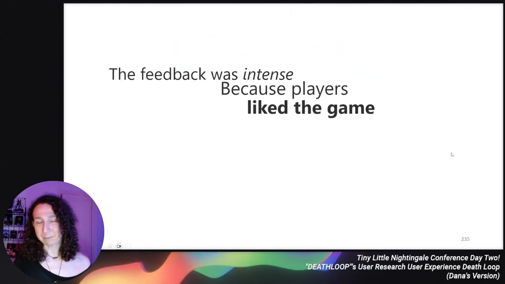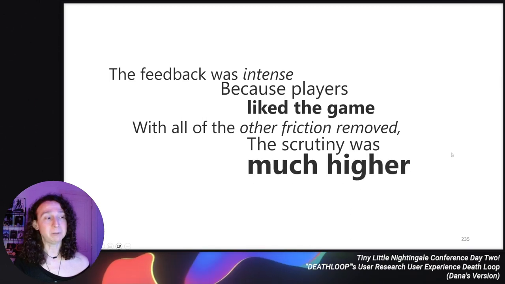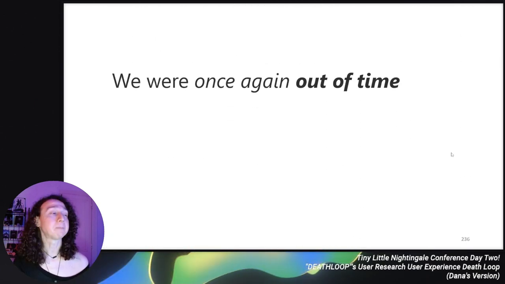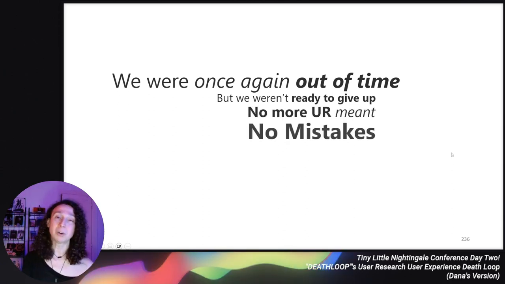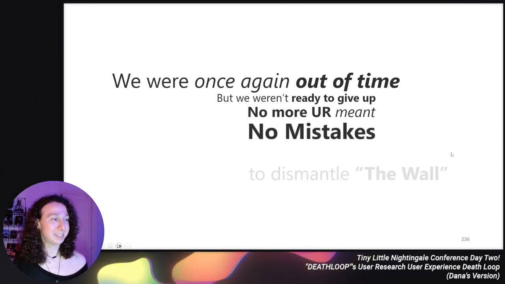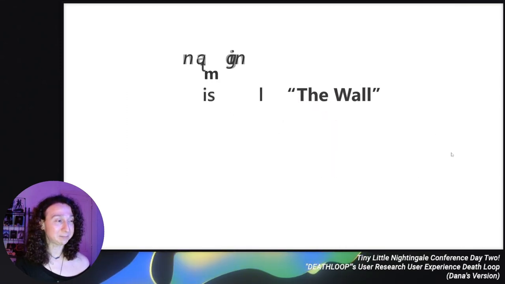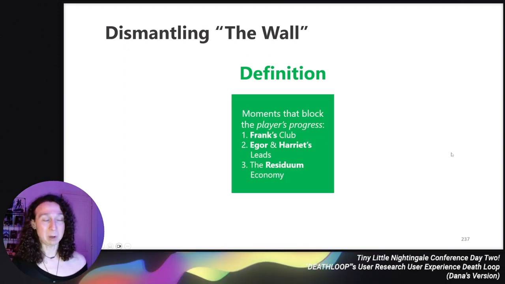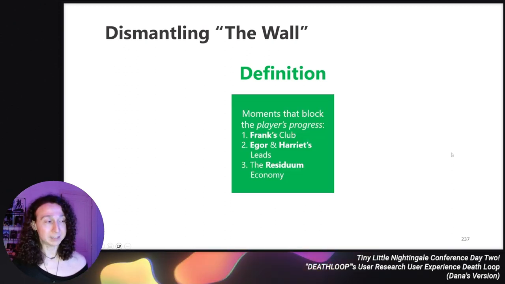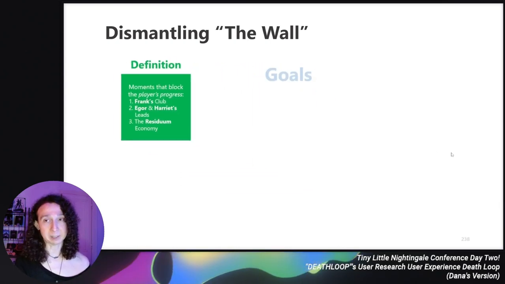This feedback was intense because the players liked the game. With all the other friction removed, the scrutiny was now much higher. We were once again out of time, but we were not ready to give up. No more user research meant no mistakes. Time to dismantle the wall, and we're on our own to do it. The wall is the moments that block the player's progress. That's Frank's club, Igor and Harriet's leads, and the residuum economy.